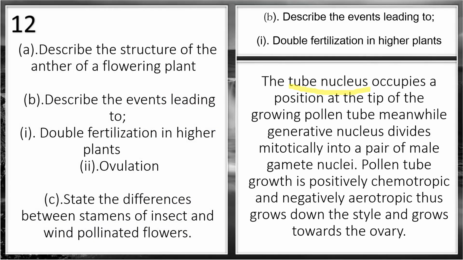The tube nucleus occupies the position at the tip of the growing pollen tube. Meanwhile, the generative nucleus divides mitotically into a pair of male gamete nuclei. The pollen tube growth is positively chemotropic and negatively urotropic. Thus, it grows down the style and towards the ovary.